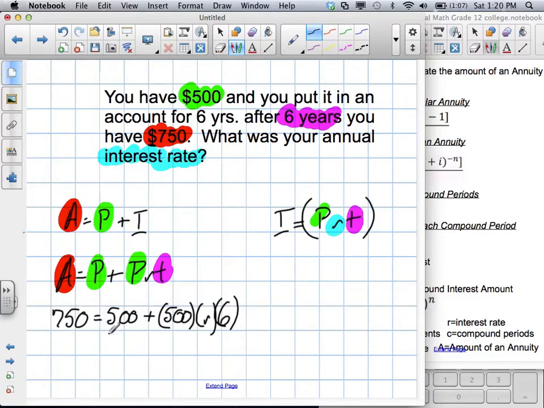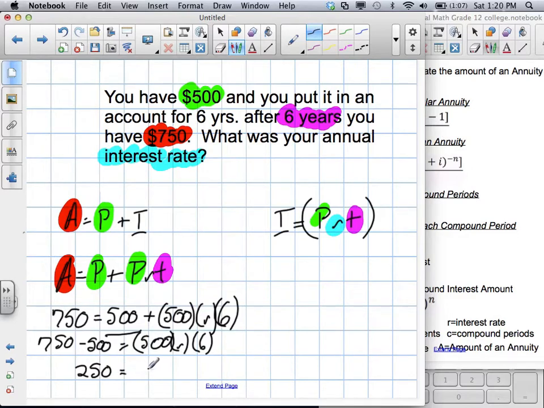So I move 500 to the other side. I get 750 subtract 500 is equal to 500 times R times 6. Right? What's 750 minus 500? 250. Now, what does 250 represent?